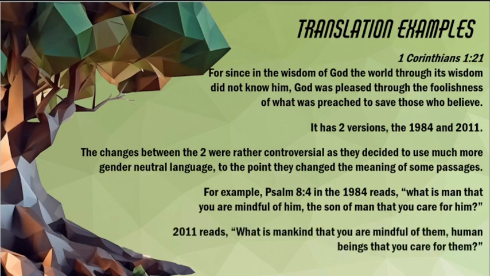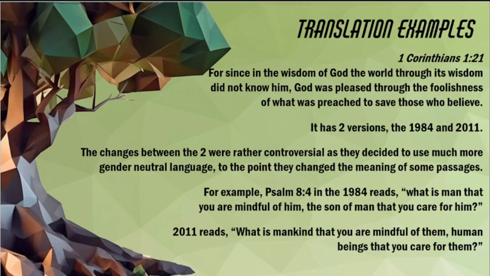What is mankind that you are mindful of them, human beings that you care for them? Now, I want you to pay attention. What is the big difference here? Human beings versus the Son of Man. Psalm 8 in the 1984 version says Son of Man. The 2011 version just says human beings. It's very gender neutral language.